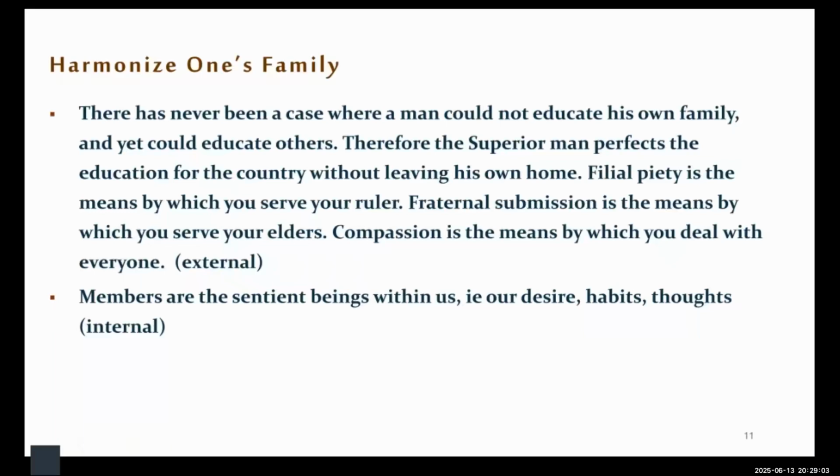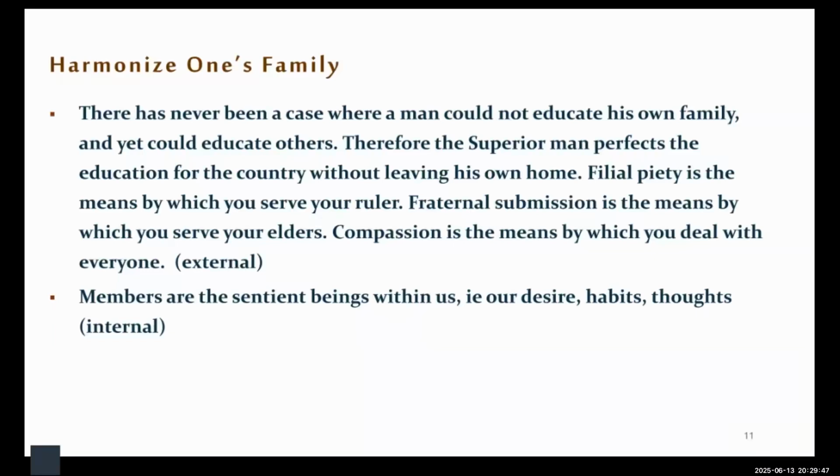Of course, if we want to go into details, there's a lot more, but let's leave that. So, to harmonize one's family. This is a line from the Great Learning: there has never been a case when a man could not educate his own family and yet could educate others. I'm sure we all agree, right? If we try to teach other people what to do, although our own family is not orderly and its members are not proper, no one will be convinced.